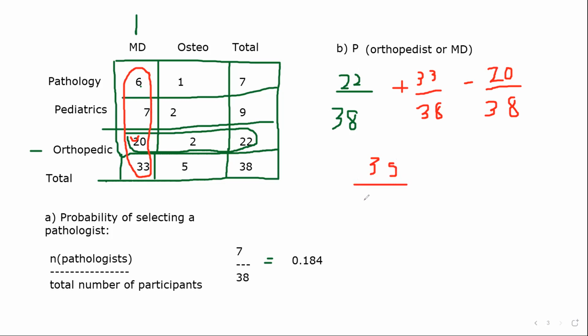So you have to watch that overlapping. If you have an overlap, then you have to take off the people or the objects that are overlapping. All right.